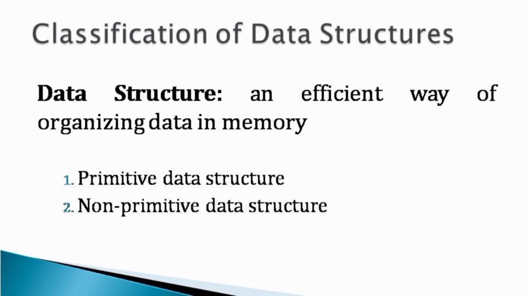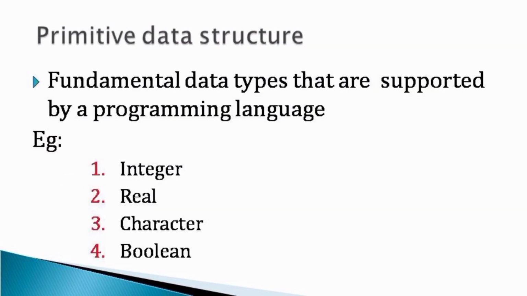Data structure is usually classified into primitive and non-primitive data structures. The basic, fundamental or primary data types that are supported by any programming language are called primitive data structures. For example, basic data types like integer, character, real, boolean, etc. come under primitive data structure.